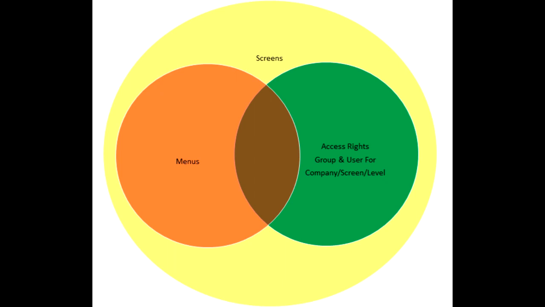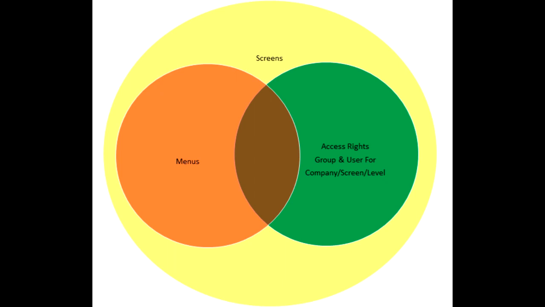Finally, rights are assigned to a group and/or a user, and also by company, screen, and a level of access to that screen, including adding records, viewing records, deleting records, etc. The intersection of these three elements will determine what menus will be presented to a user when they sign on using a particular user ID and a particular company.